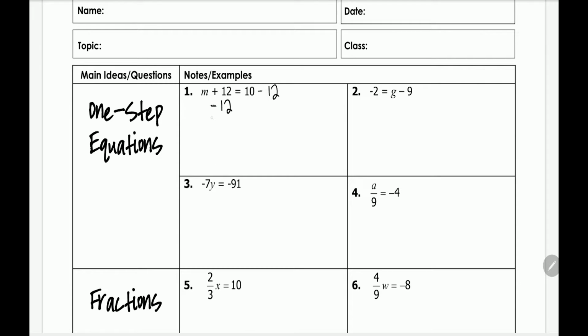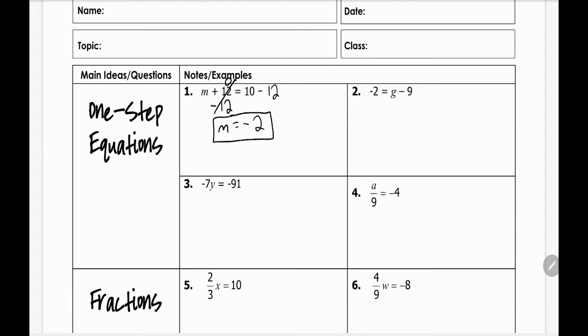So we have m plus 12 minus 12. Well, that just gives us m, because these things go to 0. And then we have equals 10 minus 12. Well, 10 minus 12 is negative 2. Since we have the letter equal to a number, we're done. So this gives us our variable. We know that m is equal to negative 2, and that's going to be our answer.